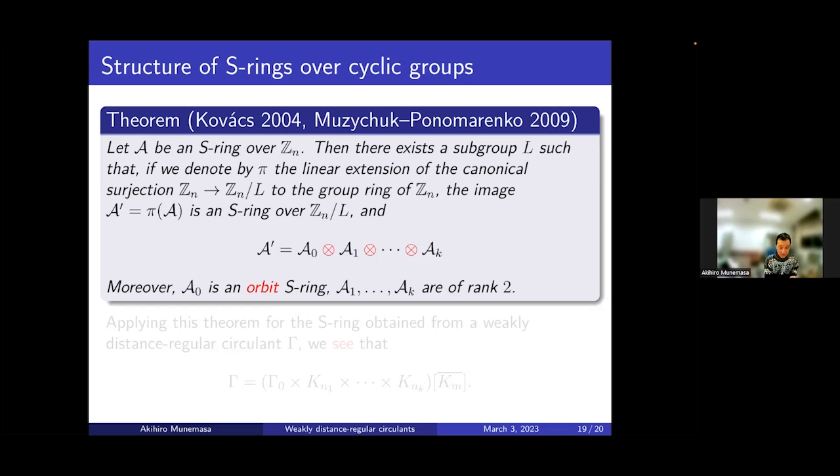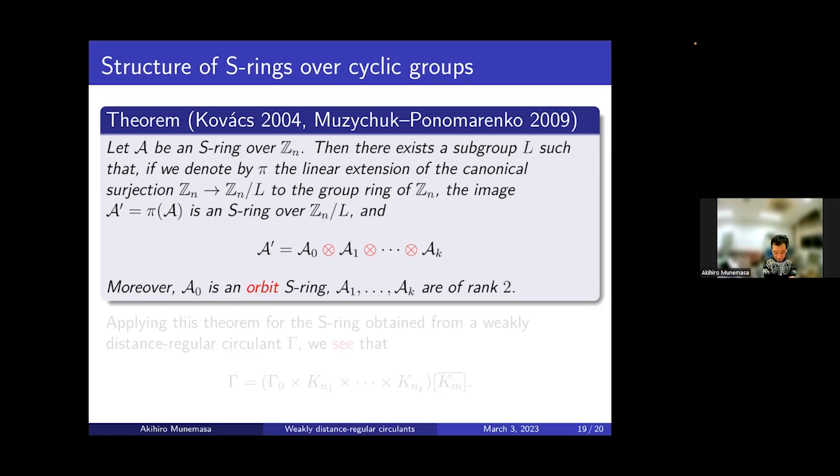And it turns out this is an S-ring over the quotient. And this quotient is decomposed into a tensor product of S-rings. Well, I don't have time to define tensor product, but it is more or less the same as the direct product of graphs. I mentioned the direct product graph. So you collect all possible direct products, then you get this. Not the direct product, but for some reason we call it the tensor product of S-rings.